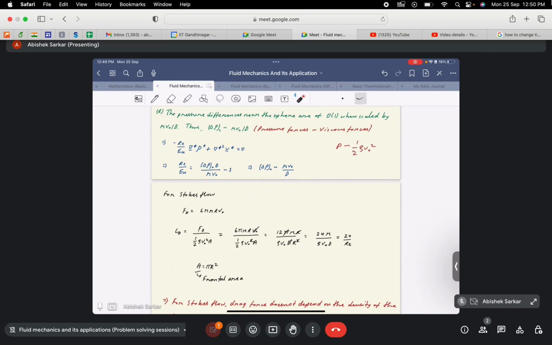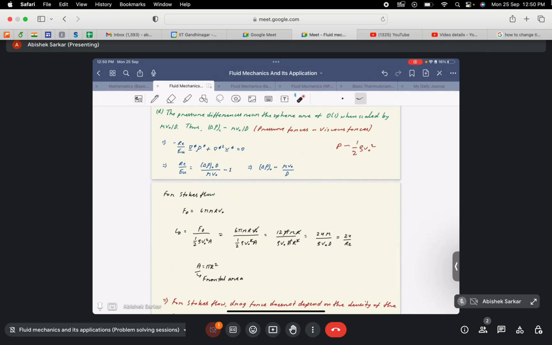Okay, so this approximation is only valid when we consider that the pressure forces would scale as the viscous forces. So the pressure would scale as the viscous forces. That's why what I wanted to convey is that this pressure shows a very interesting nature.